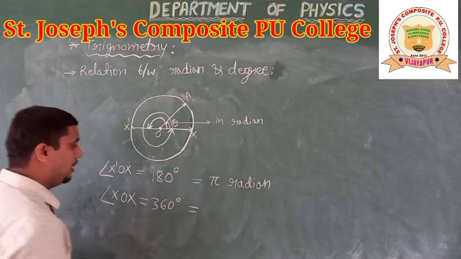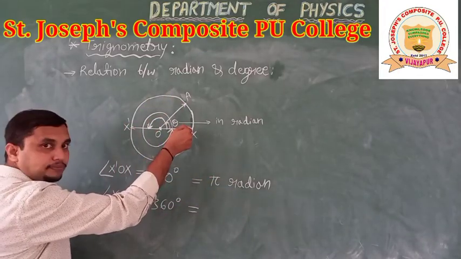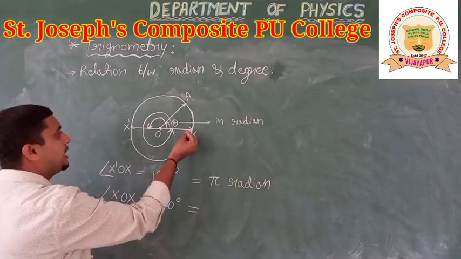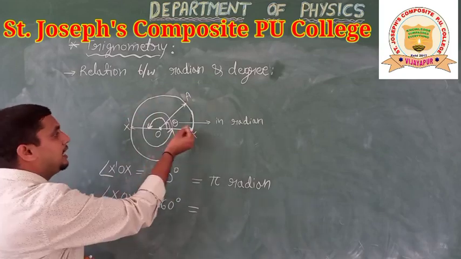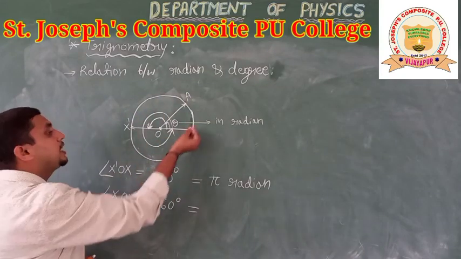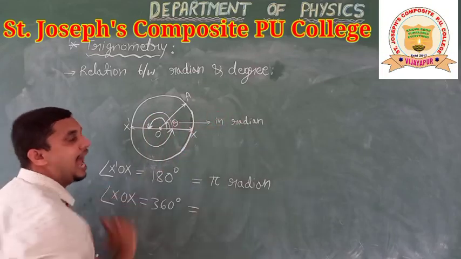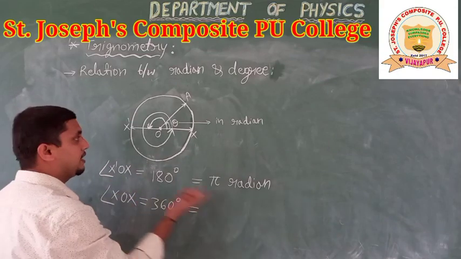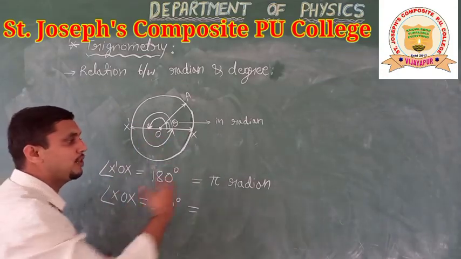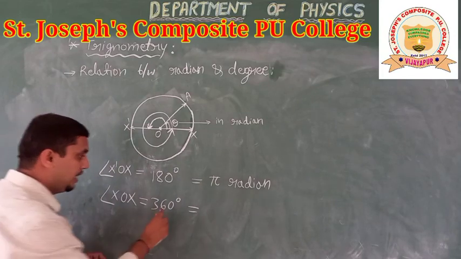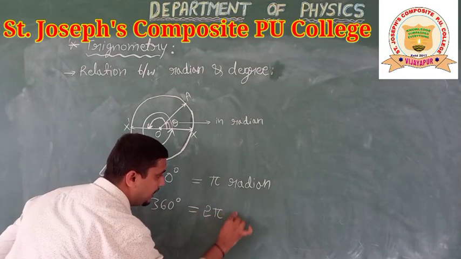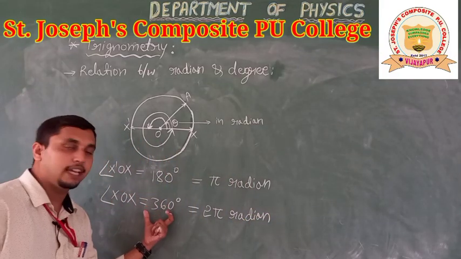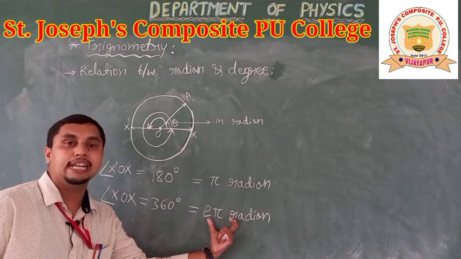In the same way, one revolution is complete. For example, in a circular motion, a particle moving in a circular path completes one revolution. How much angle do we get? In degree it is 360 degree. In terms of radian, because in physics we usually use radian, it is 2 pi radian. 360 degree is nothing but 2 pi radian.